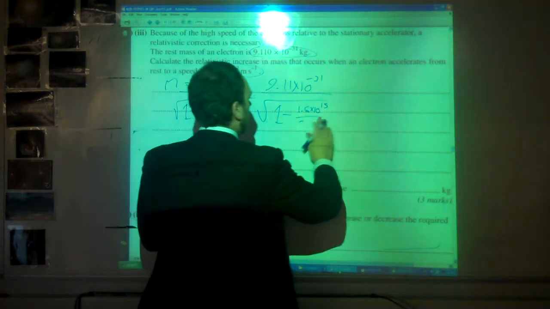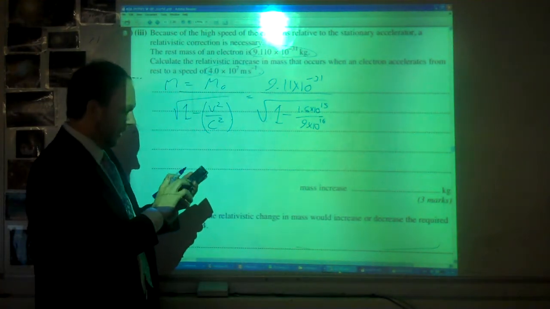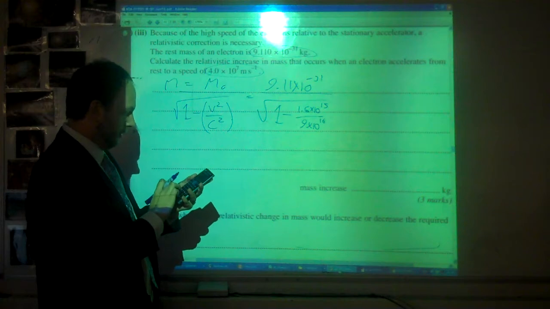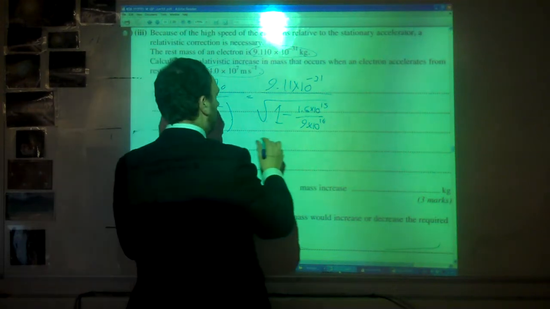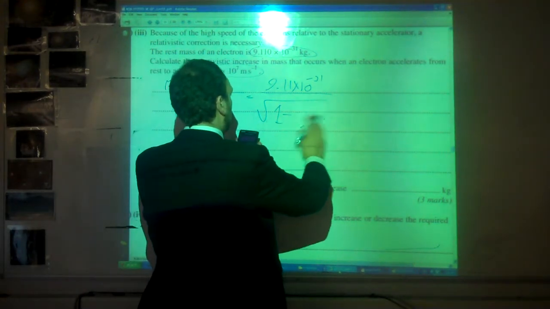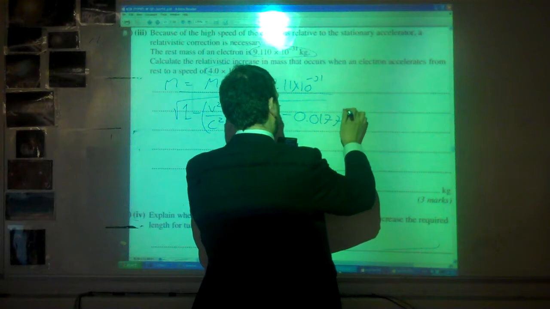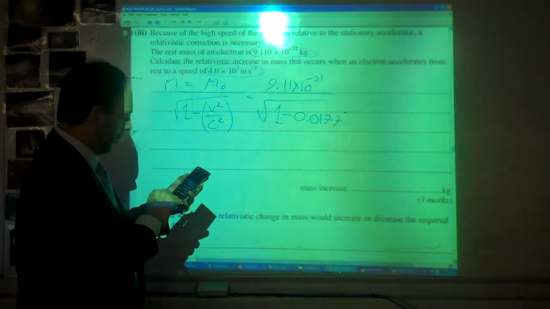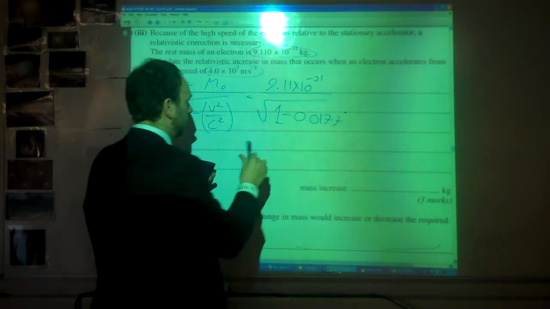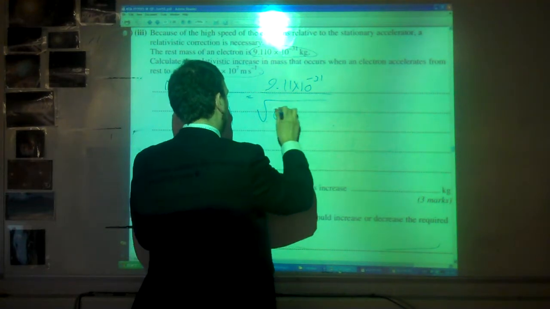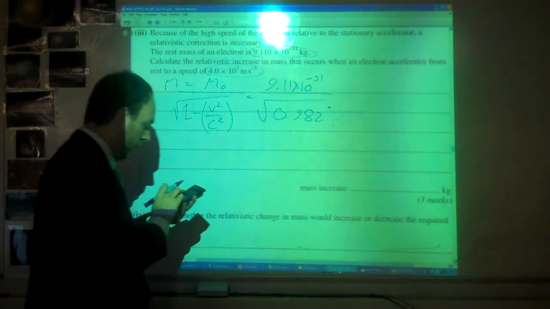3 times 10 to the 8 squared is 9 times 10 to the 16. Next step. Let's divide those numbers by each other. So we've got the square root of 1 minus 0.0177 recurring. So let's do 1 minus that. So we've got the square root of 0.982 recurring. Let's take the square root of that.